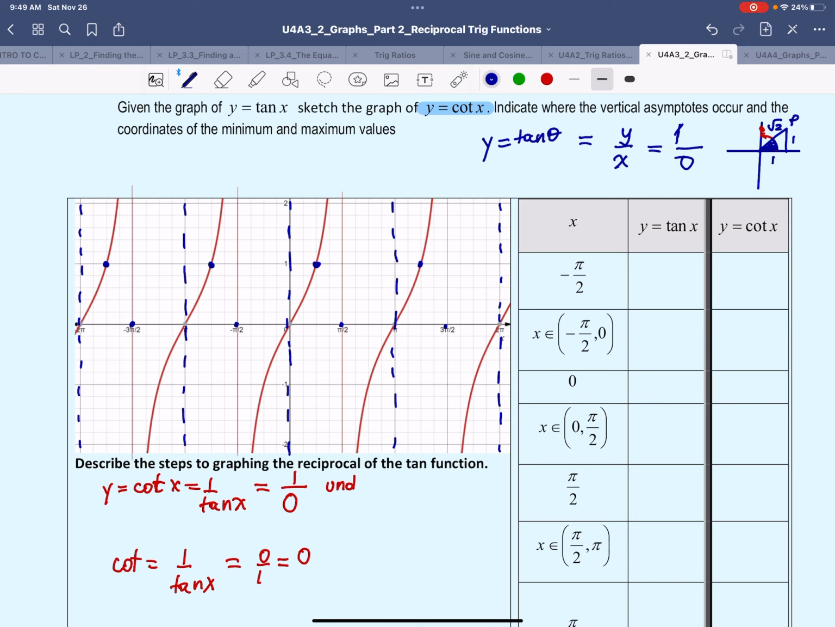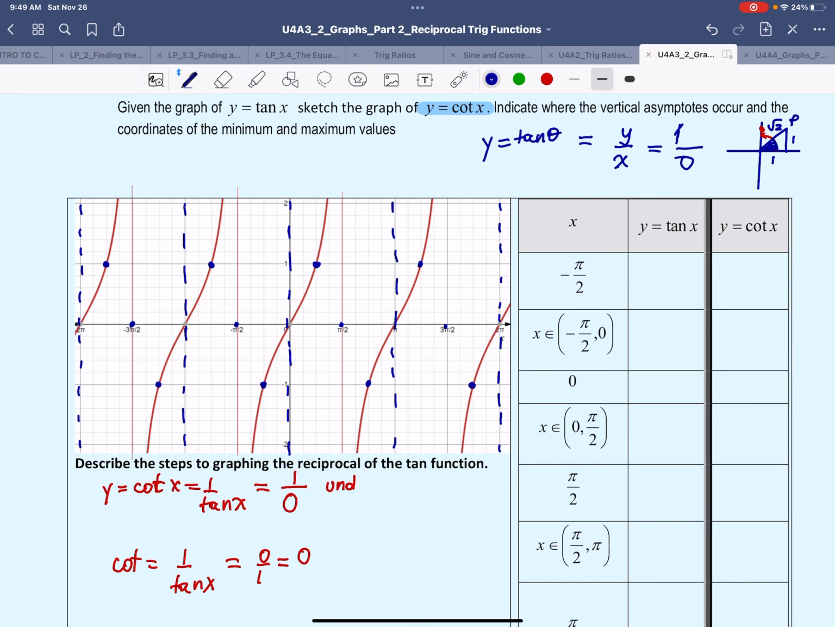And the reciprocal of 1 being equal to 1 would mean that the cotan will also have a value of 1. Similarly, wherever the tan value was negative 1, so negative 1 would be at negative pi over 4, so it would be negative 1 at negative 5 pi over 4, and so on, then the cotan will have the same value of negative 1. So wherever tan is 1, cotan is 1. Wherever tan is negative 1, cotan is also negative 1.